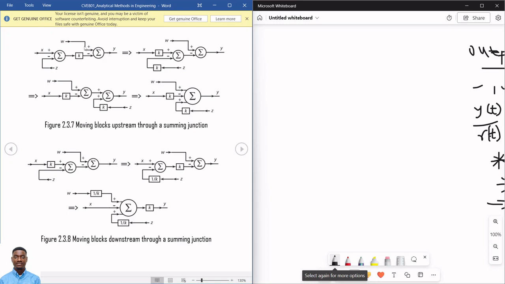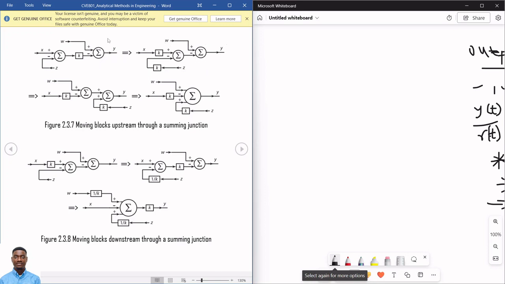But for me to know that the diagram I'll be given after the movement of the block or blocks is still equivalent to the initial one, I must first of all know the mathematical model of the initial block, right? And compare it with the new block diagram I'll be having after I have moved the block over the summing junction, to know if they are equivalent or not.